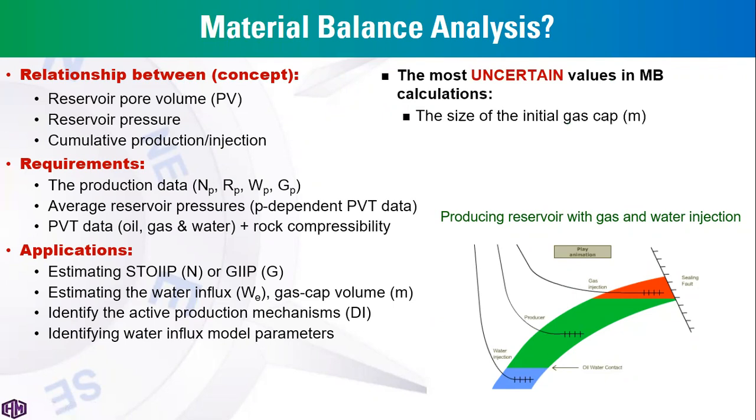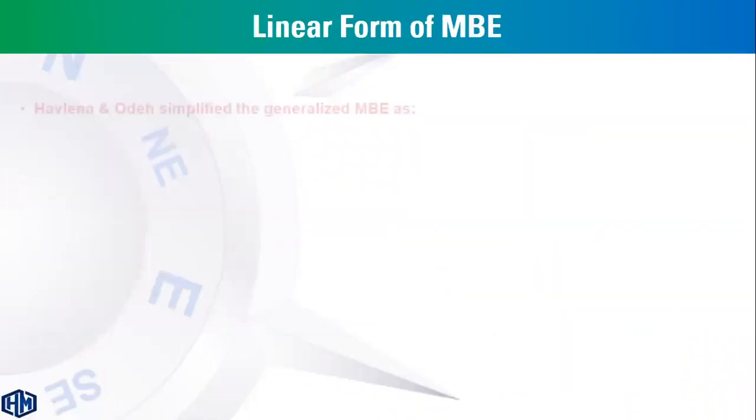In material balance analysis, we can make regression on the most uncertain parameters in the system, like the gas cap volume, or the size of the initial gas cap, M. Also, water influx is another important, uncertain parameter that can be identified by material balance applications. Also, the oil in place can be another uncertain parameter for material balance analysis.